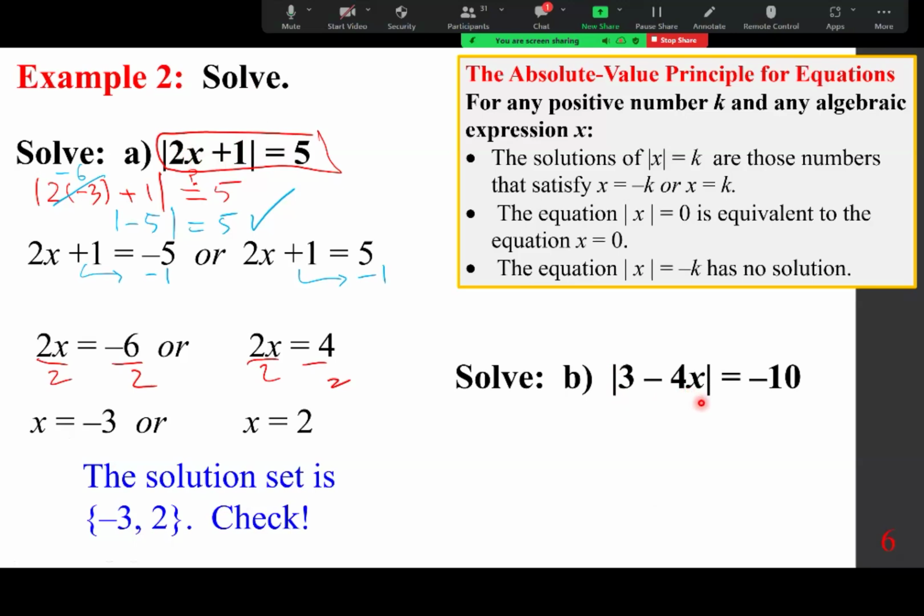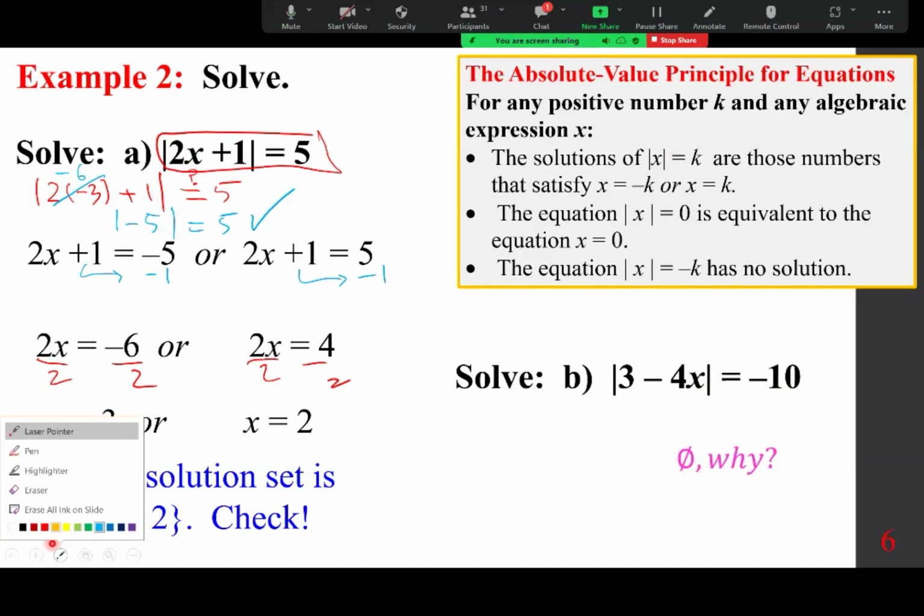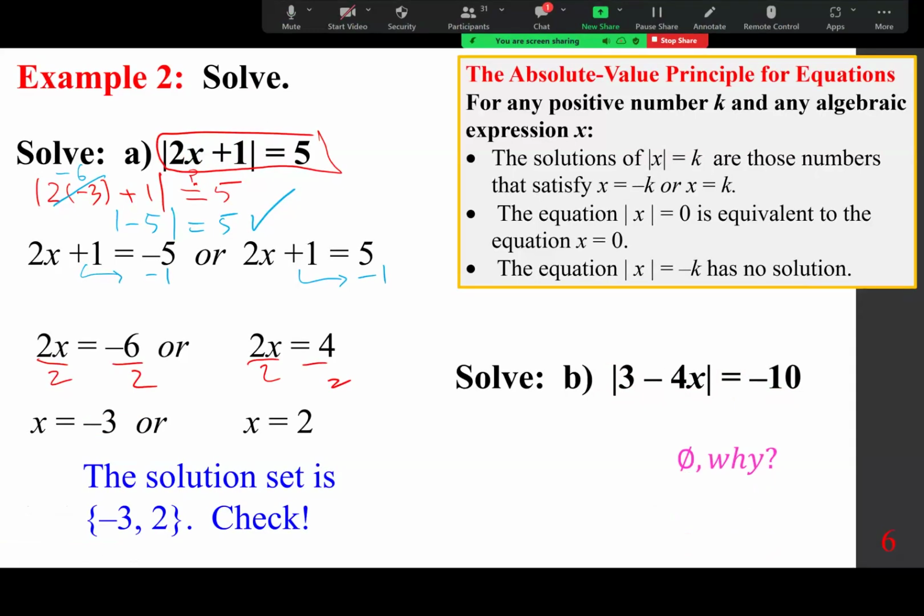Absolute value of 3 minus 4x equals negative 10. It doesn't matter what expression you have here. The fact that this is negative means there is no solution. So this is phi, a Greek letter representing no solution. That in set theory means no solution. So this is the case here.